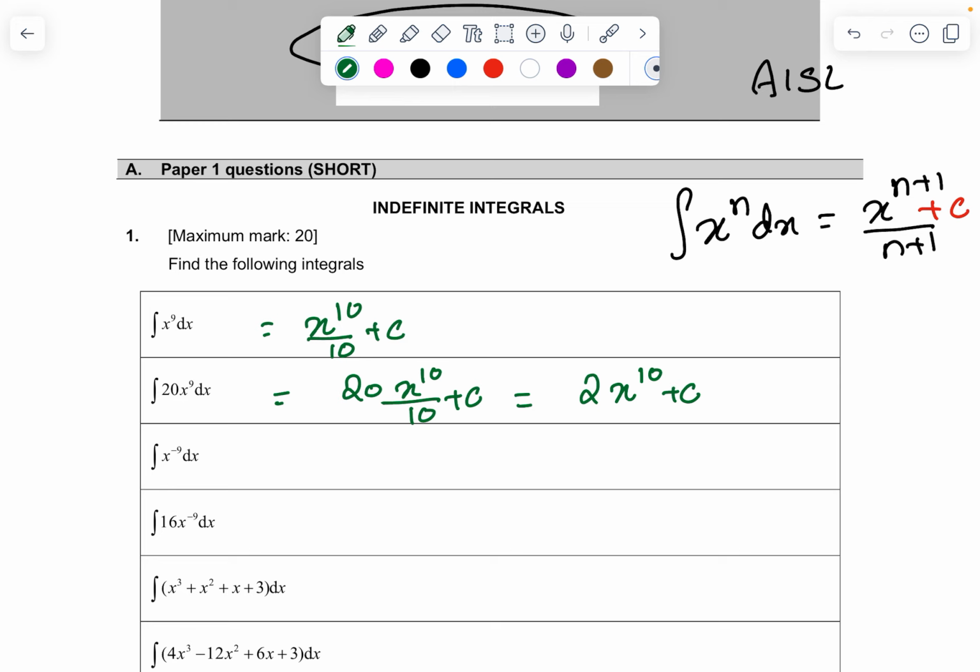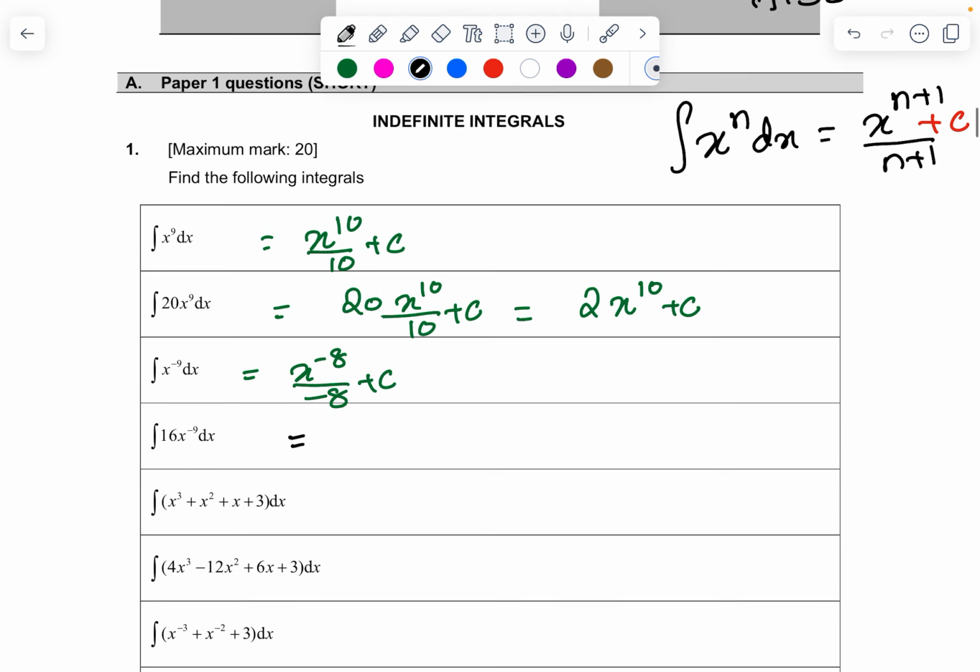Next, after that, the next part of the question, x power negative 9. The power is going to be nothing but what? Negative. So what am I going to do with that one? It's going to be x to the power of negative 9 plus 1. How much is negative 9 plus 1? It's going to be negative 8. So we have to be very careful over there. It's going to be x to the power of negative 8 upon negative 8 plus c. Then this one is going to be 16x to the power of negative 8 upon negative 8 plus c, which is going to be minus 2x to the power of negative 8 plus c.